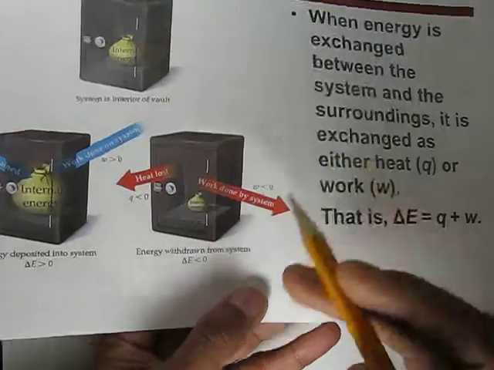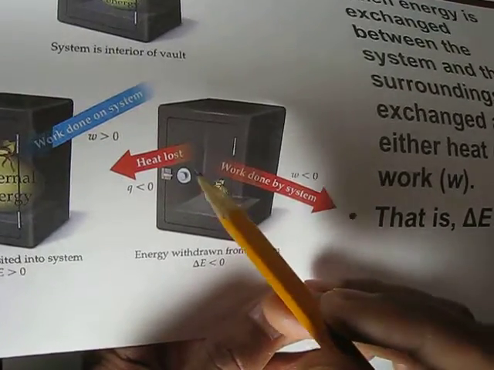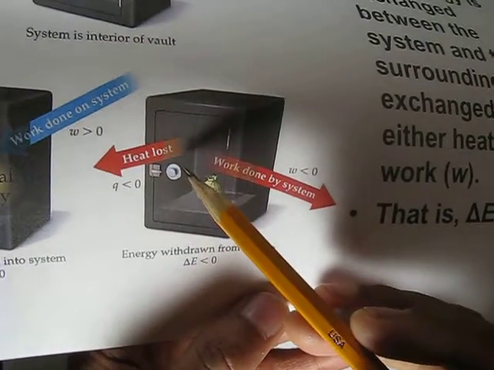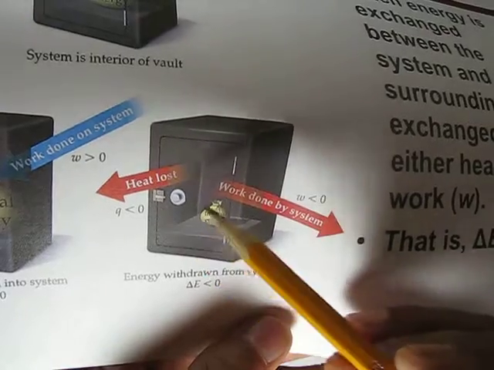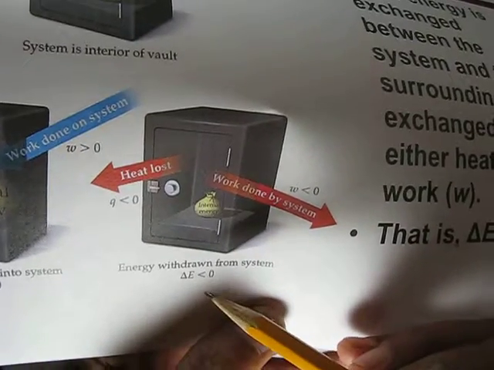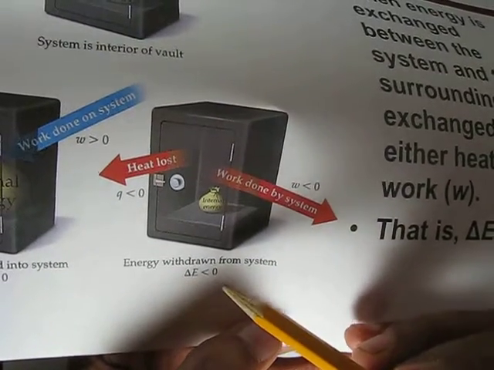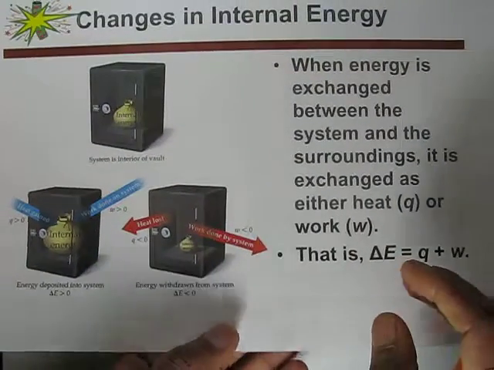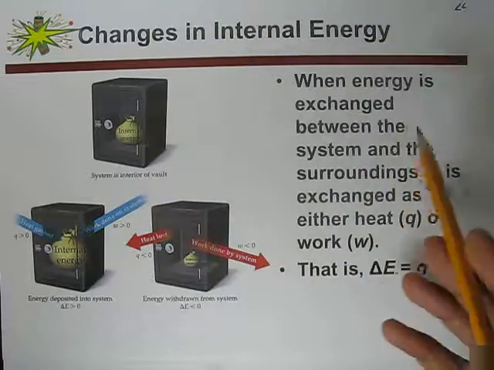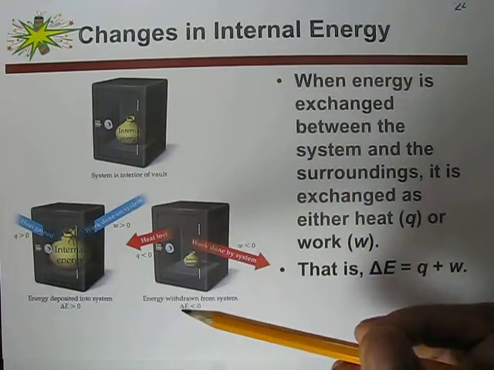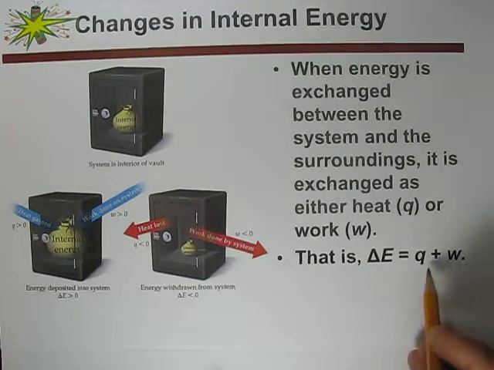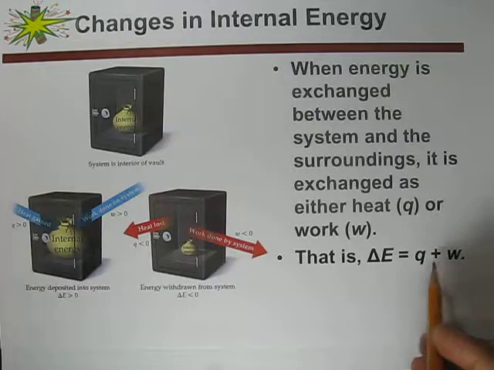And in the other system, when we take internal energy out from the system to the surroundings, what will happen here? Heat will be lost and work is done by the system, and in that case delta E will be negative, less than 0. So whenever internal energy changes between the system and surroundings, it is expressed as the total amount of heat and work.